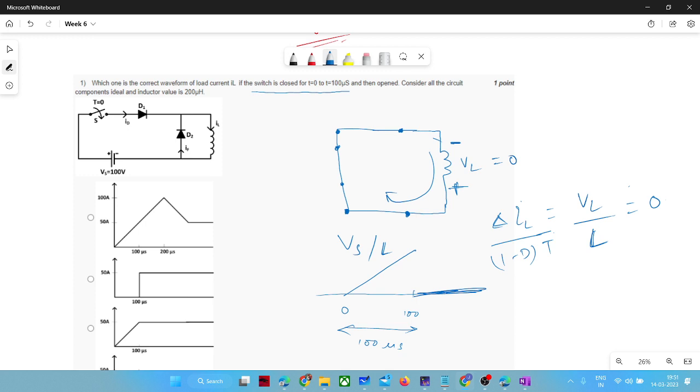Sir, what is this link for? She has shared the link for the solution of the week four assignment. Week 4 assignment was shared to all. Assignment solution is shared to all. Let me share the link in the chat. Then you can access, I think.